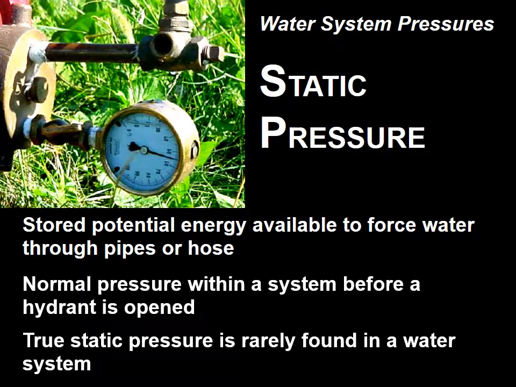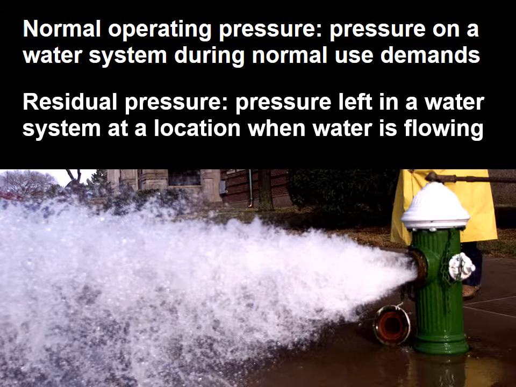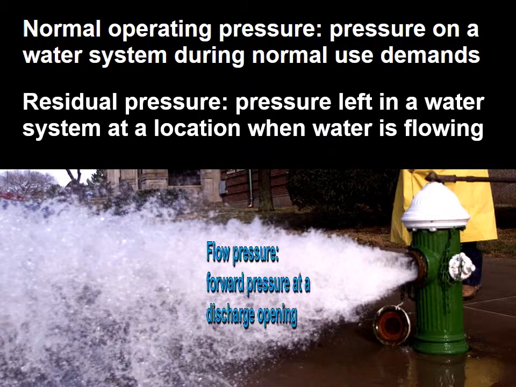Normal operating pressure is the pressure on a water system during normal use demands. Residual pressure is the pressure left in a water system at a location when water is flowing, and flow pressure is the forward pressure at a discharge opening.